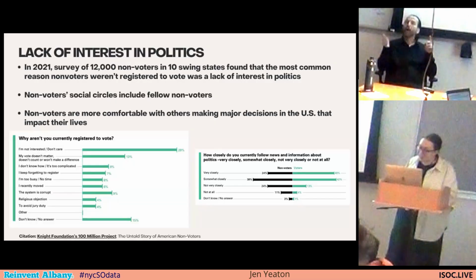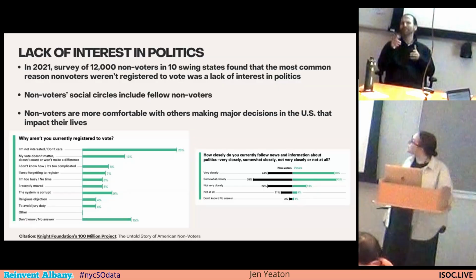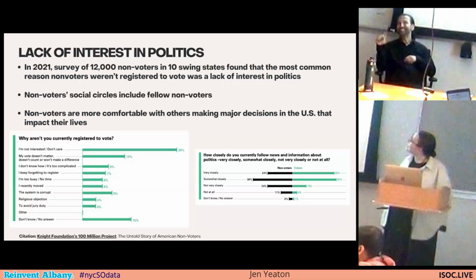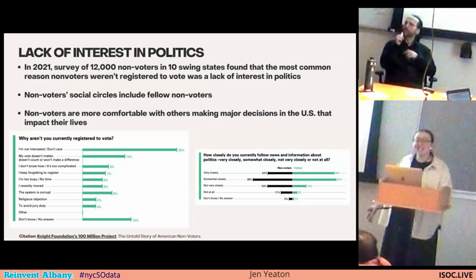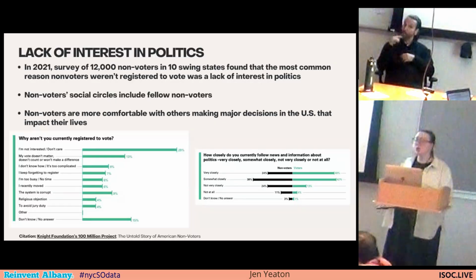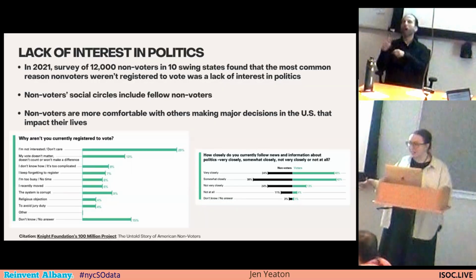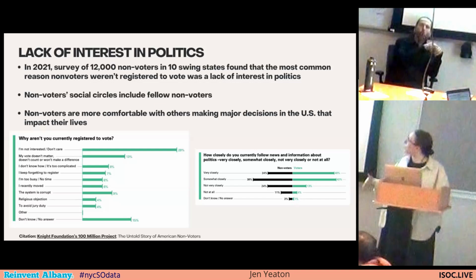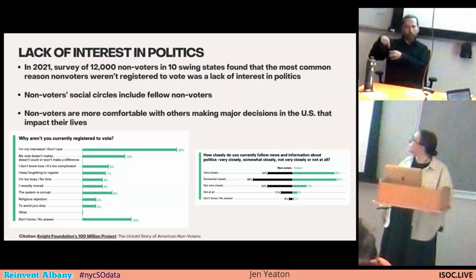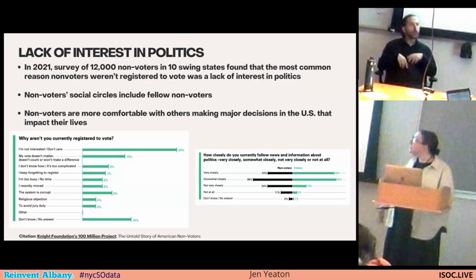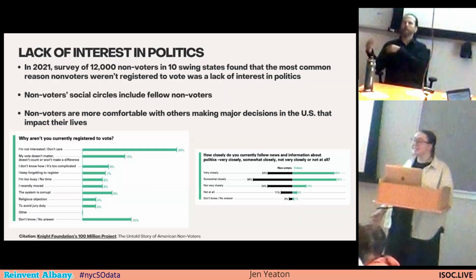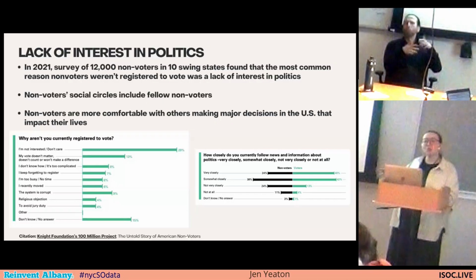Another factor contributing to low turnout is the lack of interest in politics. A 2021 survey found that voters in 10 swing states cited a lack of interest in politics as the reason they weren't registered to vote. Researchers have also found that non-voter social circles tend to include fellow non-voters, and voter social circles tend to include fellow voters, showing that people gravitate towards others with similar interests. Non-voters also shared in survey research that they were more comfortable with others making major decisions that impact them, in comparison to voters.